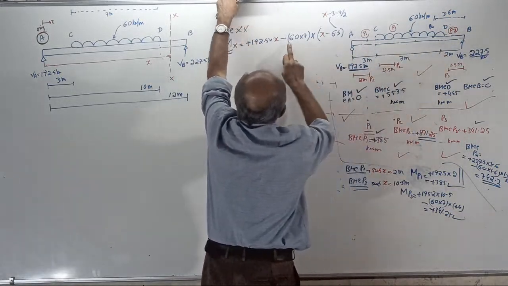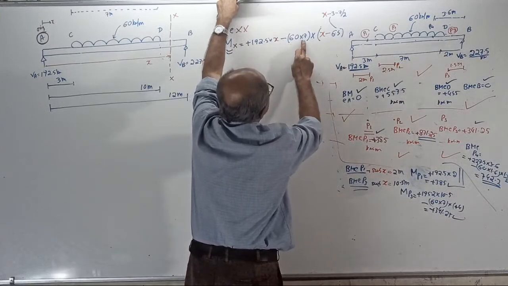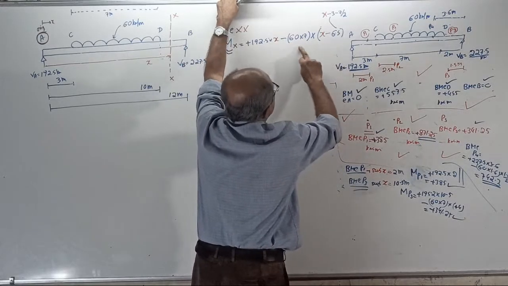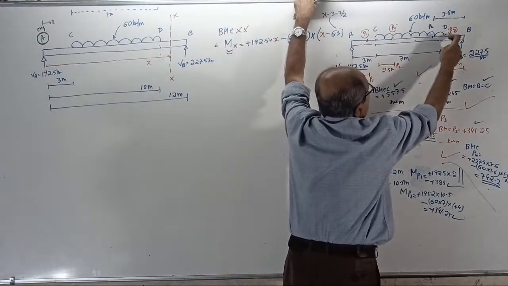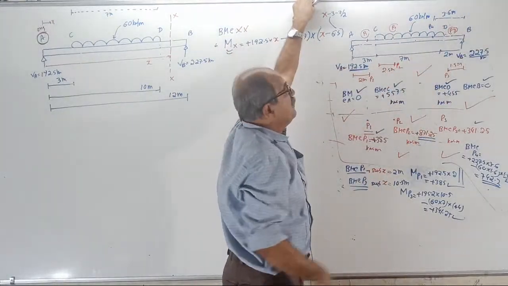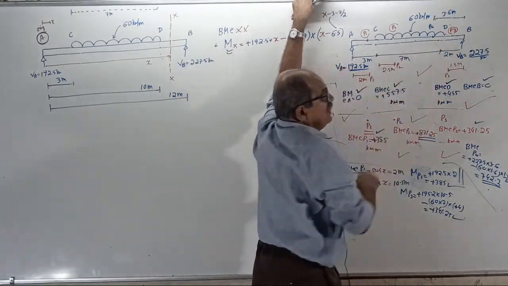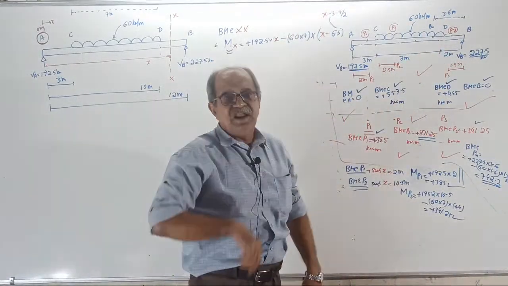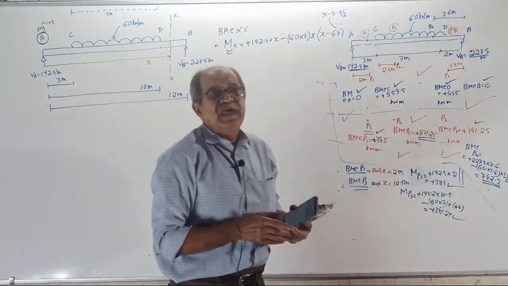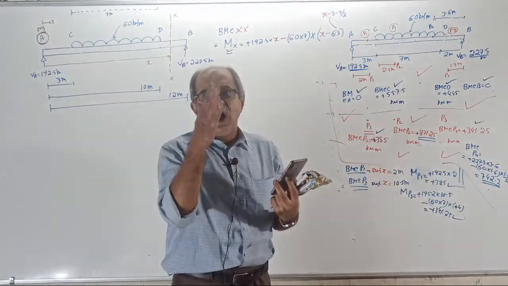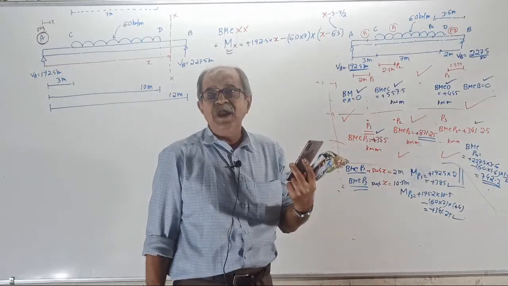See here. When you write 60 into 7 into x minus something, this is a linear variation, correct? After D, the BM is a linear variation. But in the UDL portion, the variation of BM is not linear. If you consider a section within the UDL, the variation is not linear. What variation? You know it.